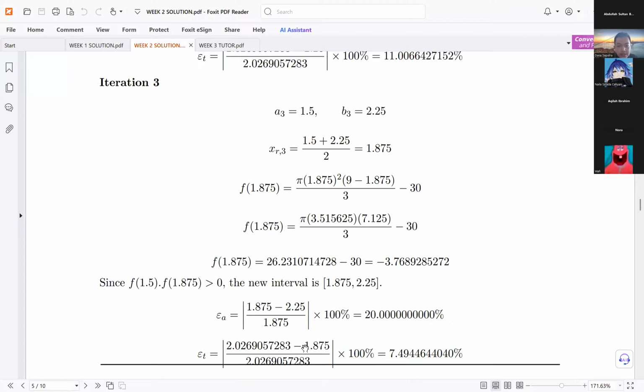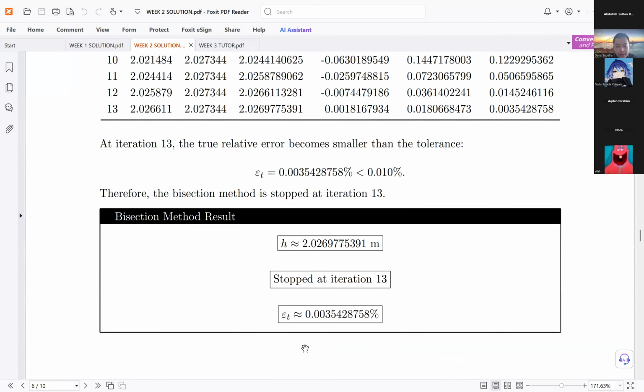And from my criteria, I assume that the criteria is the same as the first week homework. So we stop at 13 iterations. So for my assumptions, the approximate h is 2.0269 meter.